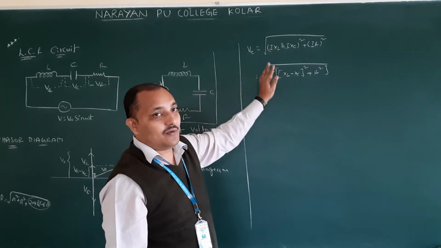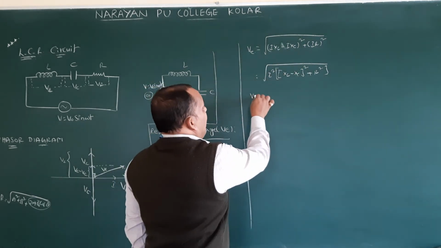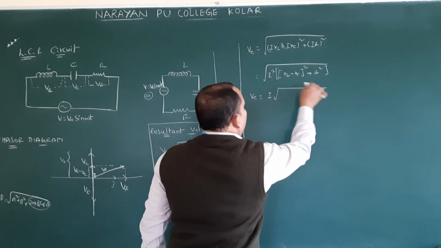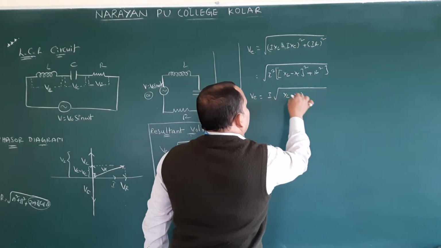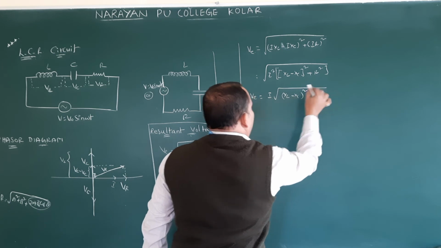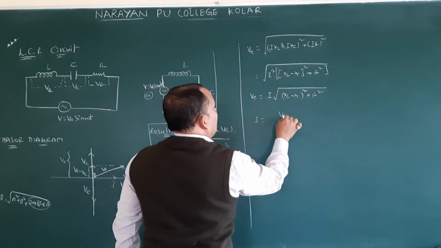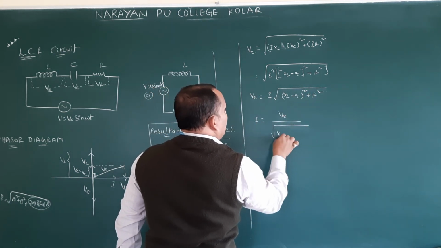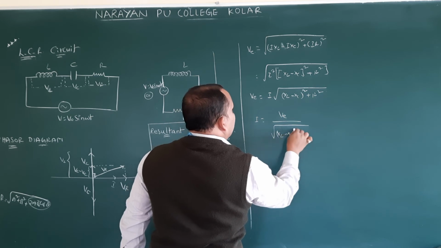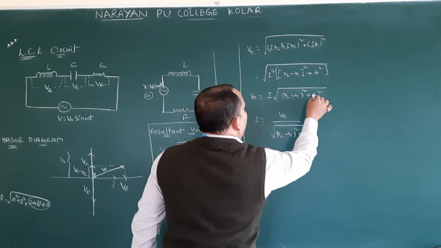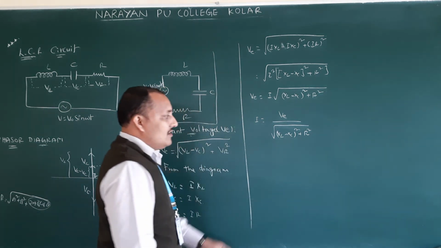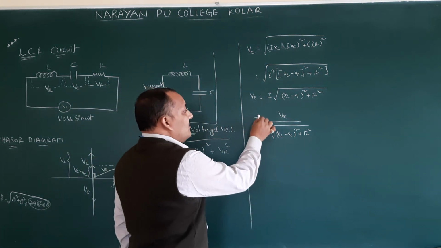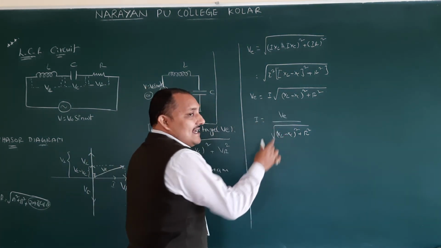Now this I square under root, if it is coming outside, V is equal to I into root of XL minus XC whole square plus R square. Then I is equal to V by root of XL minus XC whole square plus R square. So now we always know current I is equal to voltage by resistance.